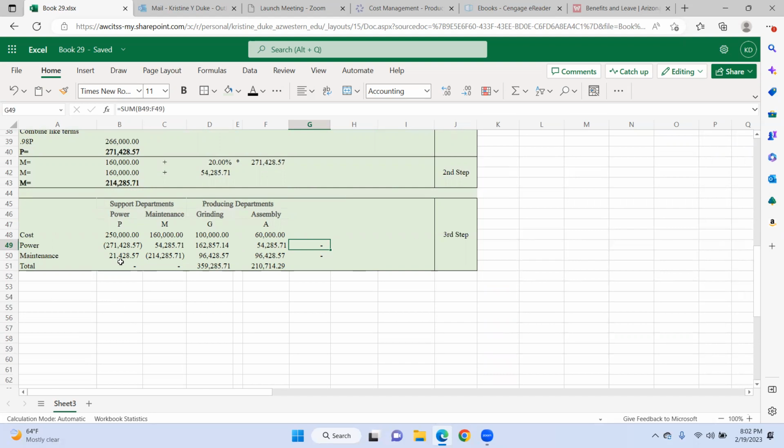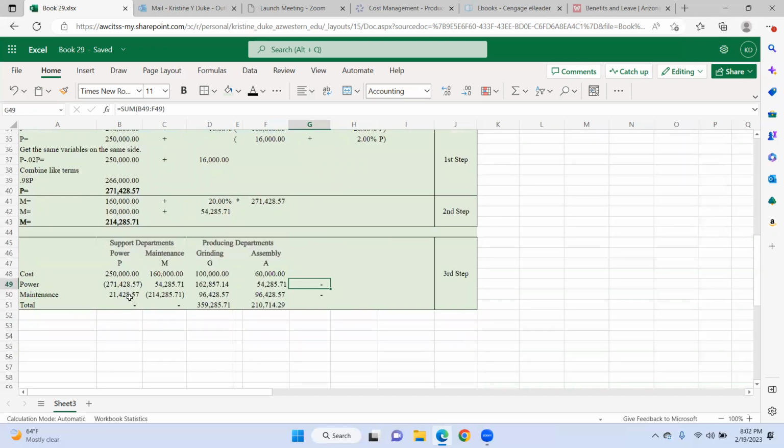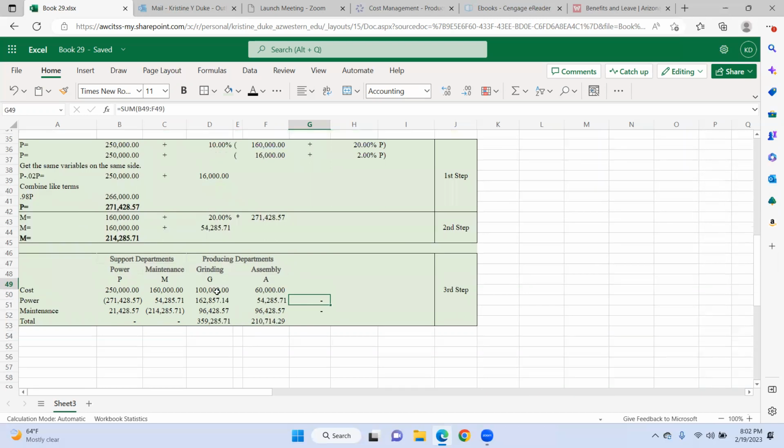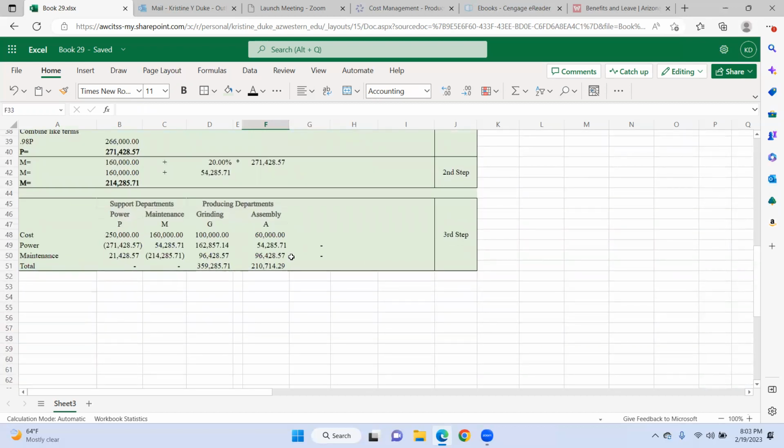Now, we know that power has 10% of maintenance. So I'm going to go up here to 1428.57 and take 10% of that and add it in. Because I'm allocating out the maintenance, I'm going to make it negative 214,285.71. And then where is my power? 45 and 45. Then I'm going to go ahead and allocate those as well. And again, I added up to ensure that I balanced to zero.